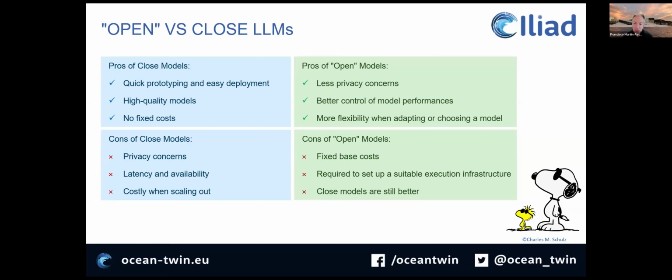So, cons of open models: you have fixed base costs. You need to set up an infrastructure in many cases to really run and fine-tune these models. Some of them can be run on your laptop, but in order to get certain performance, particularly if you want to work with the big ones, you really need a specific type of GPUs, which, if you try to buy one these days, you will have to wait in a very long queue to get.